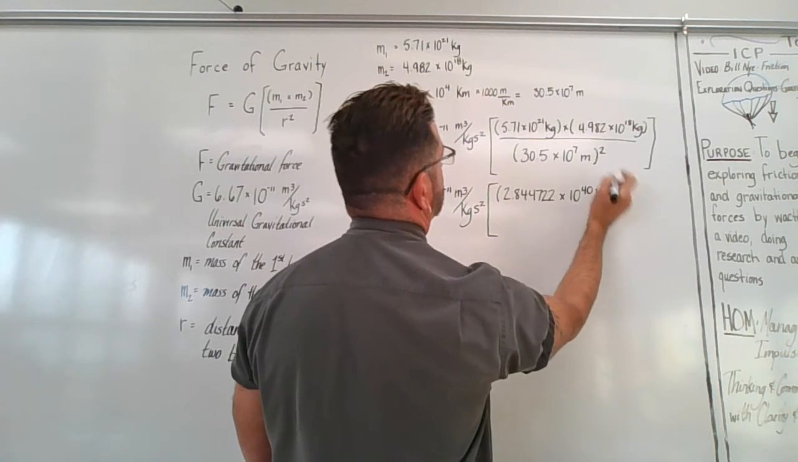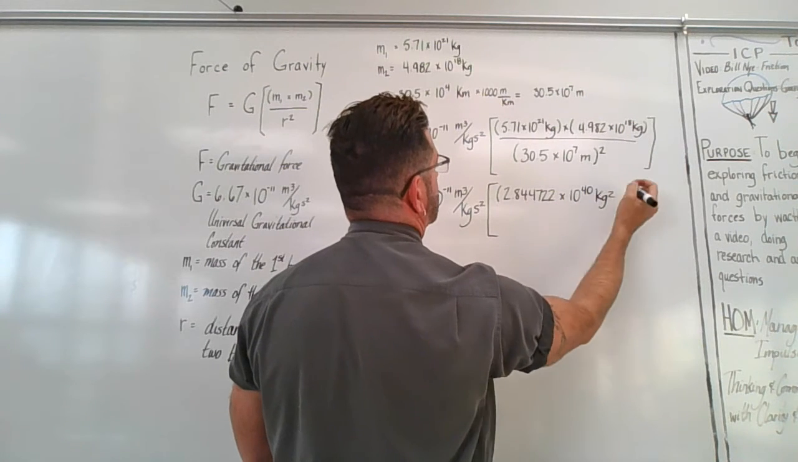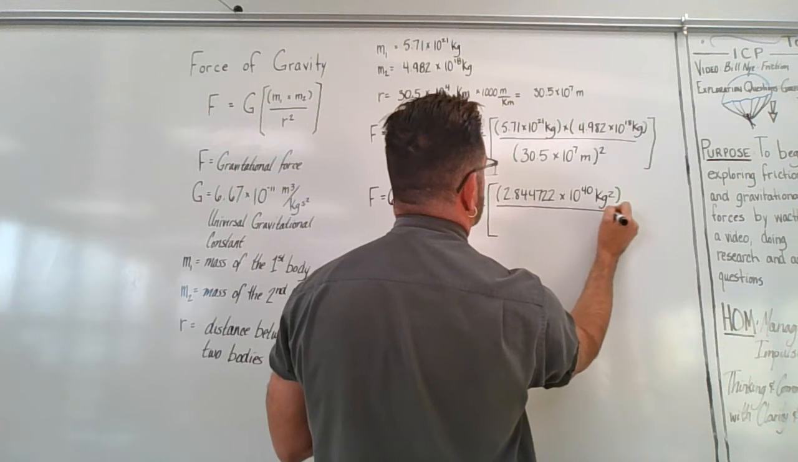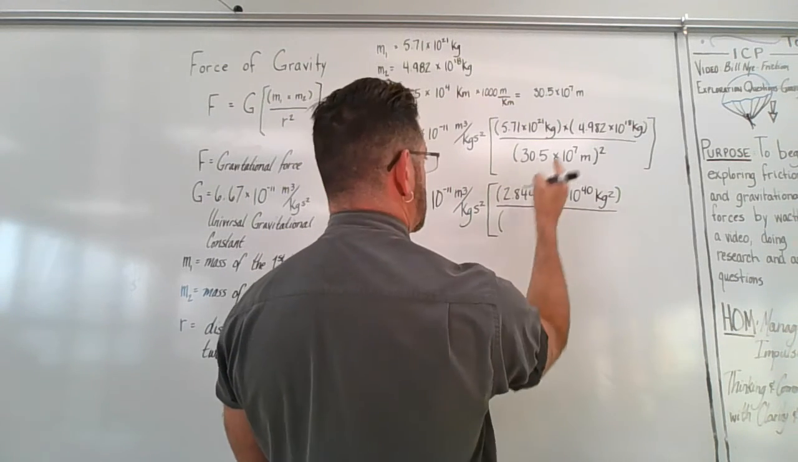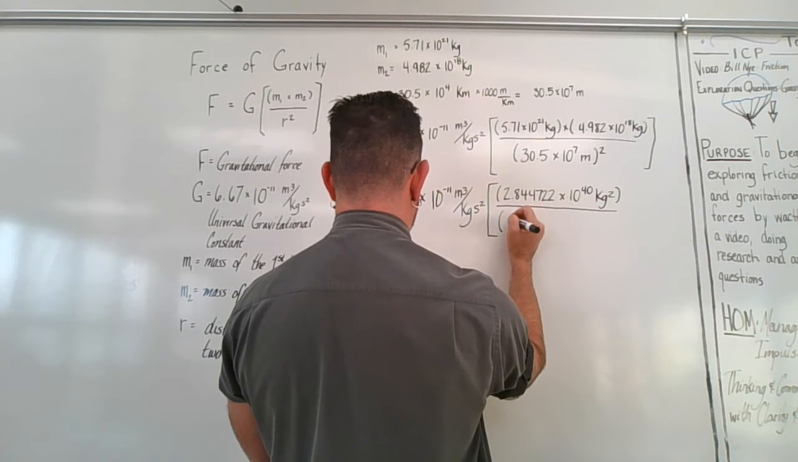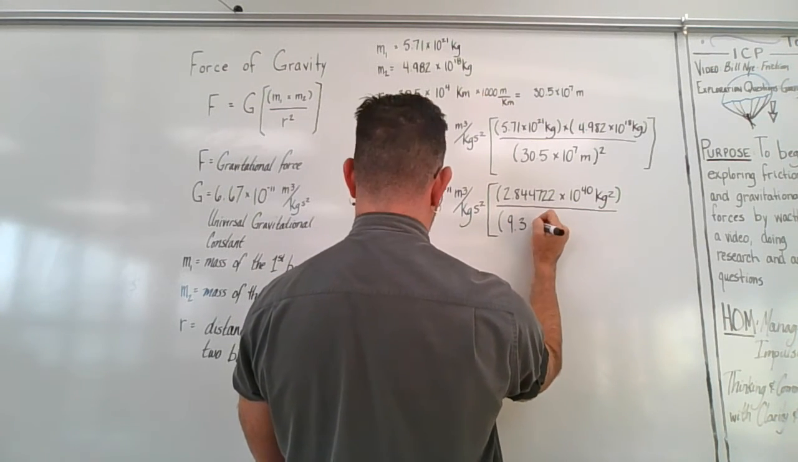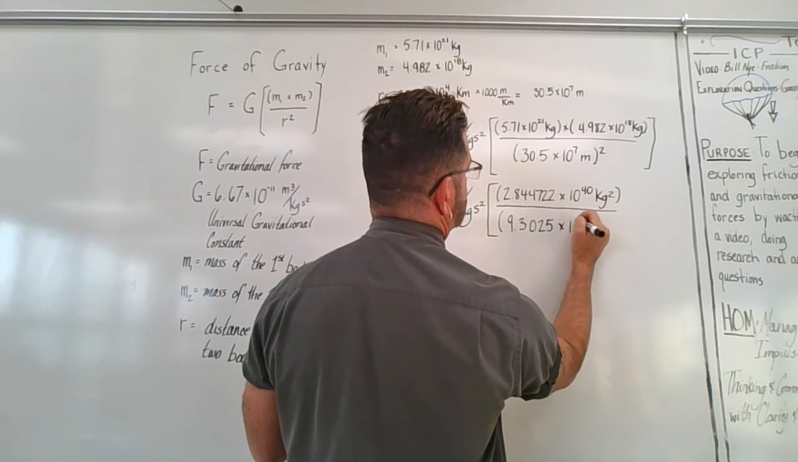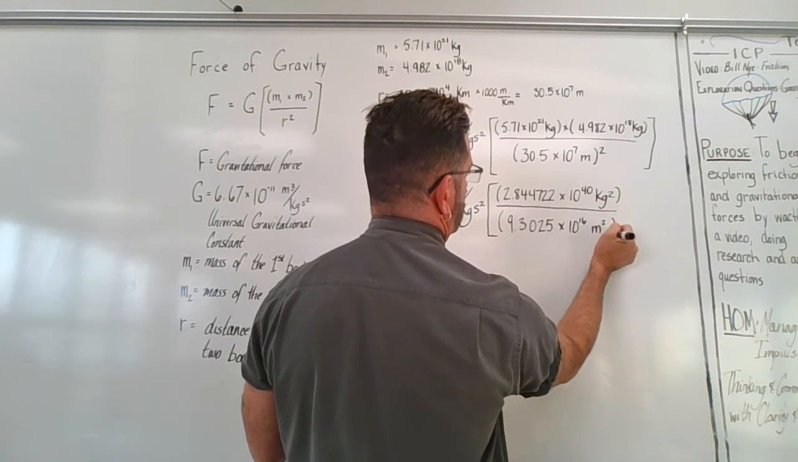Please note, you're taking kilograms times kilograms, so they've got to be squared. You've got to keep track of your units. It's really important because we're trying to very carefully describe things here. When we take the square of 30.5 times 10 to the 7th, you should get 9.3025 times 10 to the 16th meters squared.